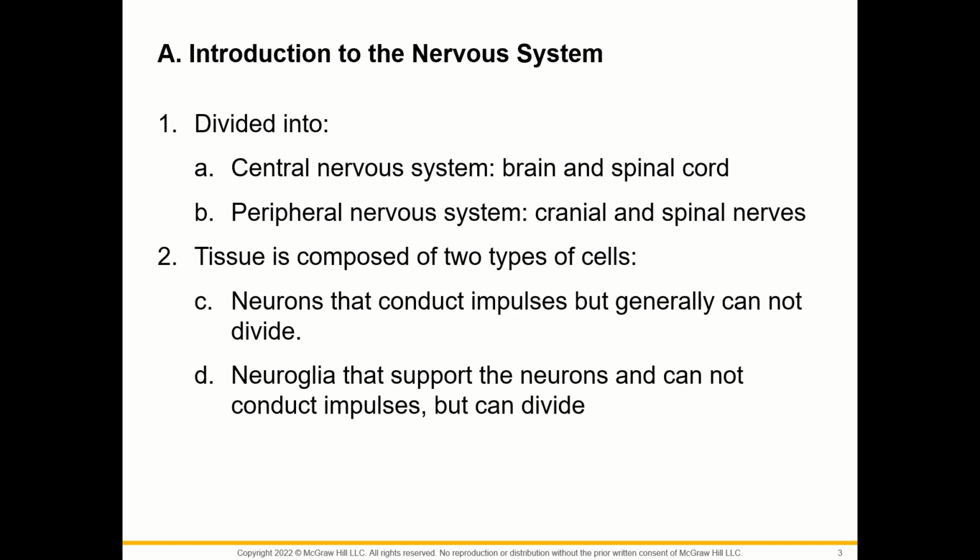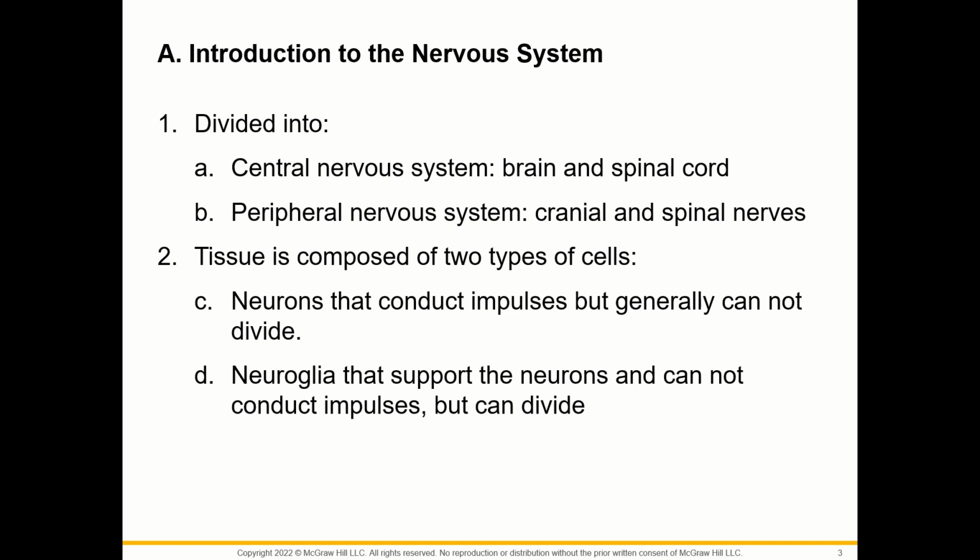The tissues of the nervous system are composed of two types of cells. There are neurons that conduct impulses but generally cannot divide, and there are neuroglia that support the neurons and cannot conduct impulses, but they can divide.